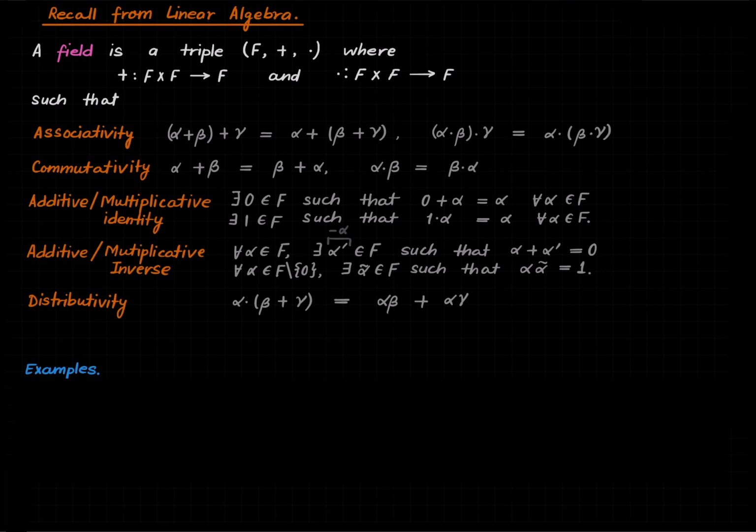Okay, and similarly, for each non-zero alpha, there is some alpha tilde, such that if you multiply alpha and alpha tilde, you get the multiplicative identity. And we denote alpha tilde as either 1 upon alpha or by alpha to the power minus 1. Okay, and distributivity. So the multiplication and addition behave well with each other, which means to say that if you multiply alpha to the sum of beta and gamma, you get the sum of the products.